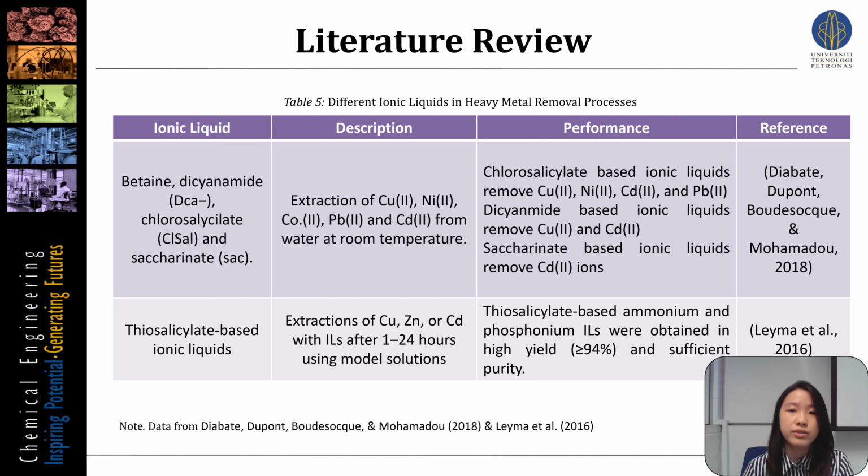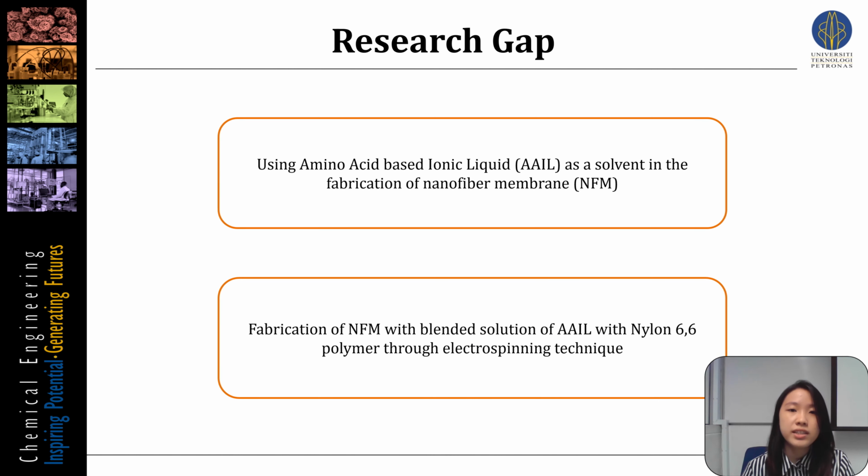This is a continuation of it. So previous studies have been done by using pure ionic liquids as solvents, and also fabrication of membrane using the immersion method. By that, we came to this research gap. Firstly, I use amino acid-based ionic liquids as a solvent in the fabrication of nanofiber membrane, specifically choline glycinide. Second, fabrication of nanofiber membrane will be done by the blending method, which is a blend between amino acid-based ionic liquid with nylon 66 polymer solution through the electrospinning technique.